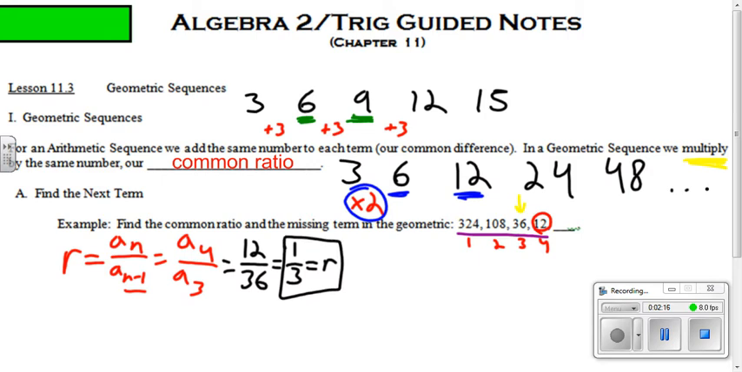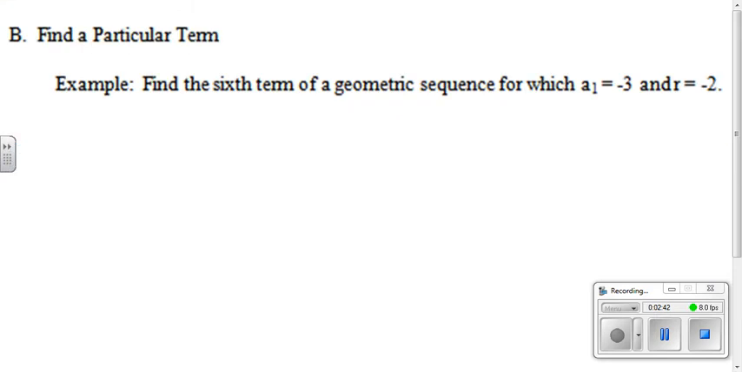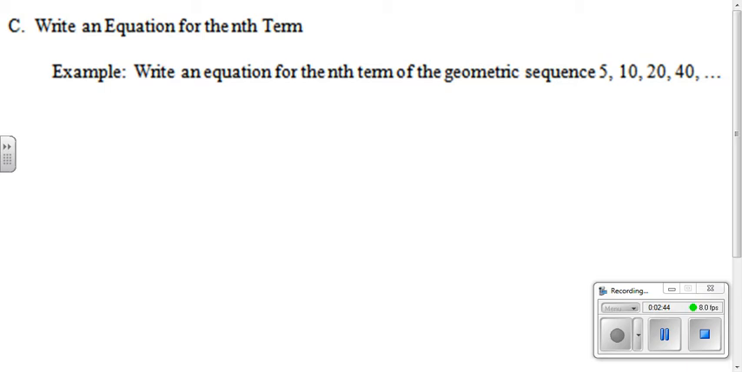Now that I know my common ratio, I just need to multiply my last term, this 12, by it. So 12 times 1/3 should give me my last number. That's going to be 4, so we would put that right here. That's how we find our common ratio first, and then use it to find the next term in our sequence. Before we go about finding a particular term, let's go on to the next one and learn how you find an equation for the nth term.